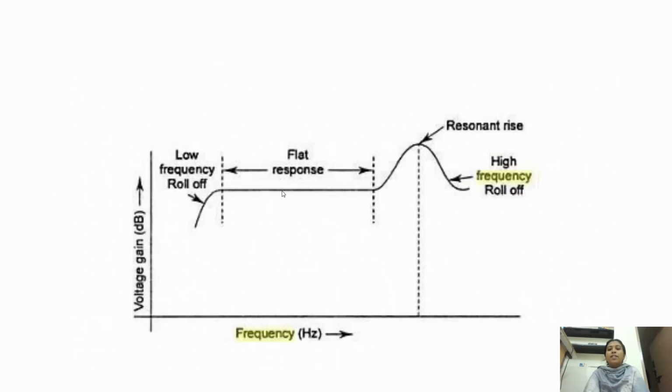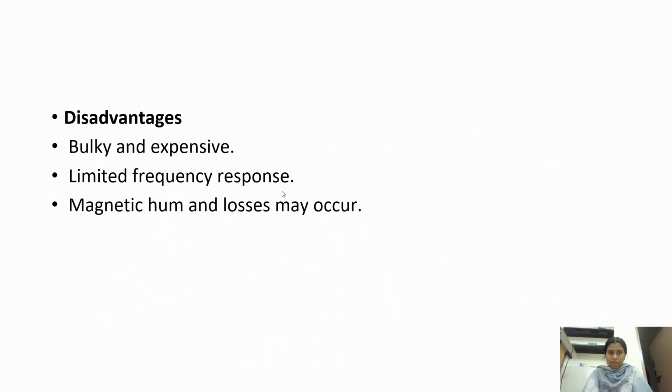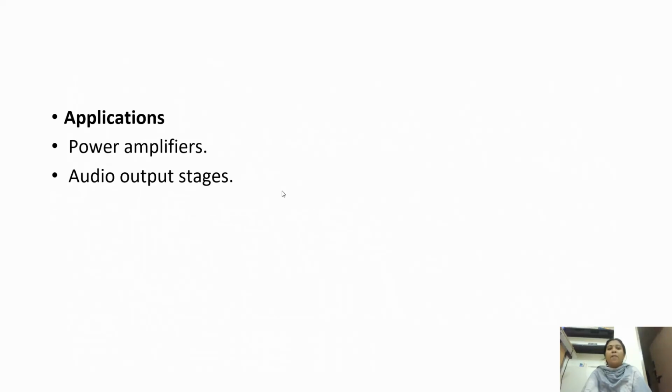This is the frequency response characteristic for the transformer coupled amplifier. The advantages are excellent impedance matching and high power transfer efficiency. It is suitable for power amplification. The disadvantages are that it is bulky and expensive, has limited frequency response, and magnetic hum and losses may occur. Applications are power amplifiers and audio output stages.